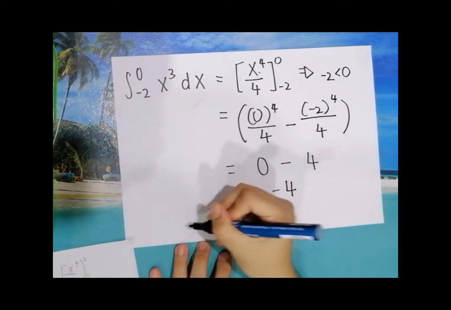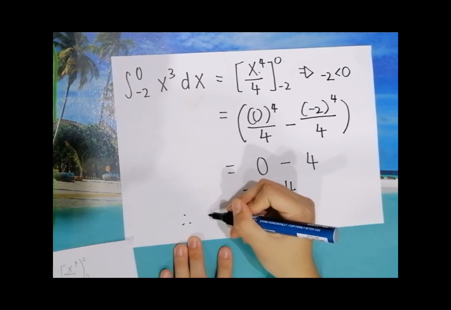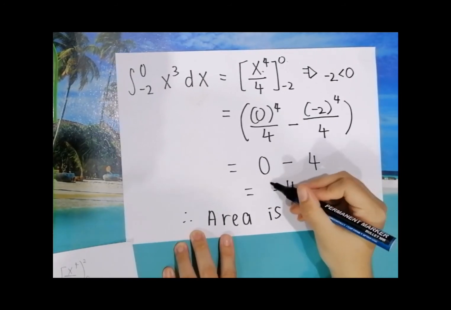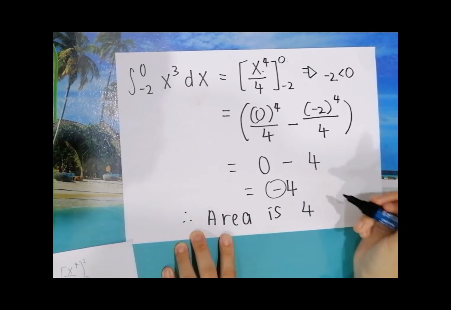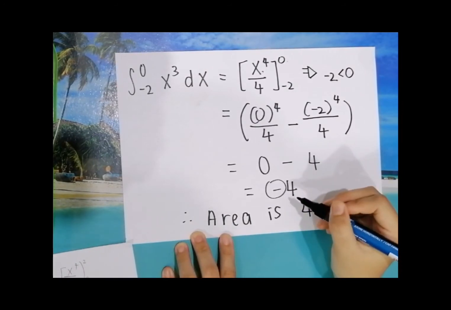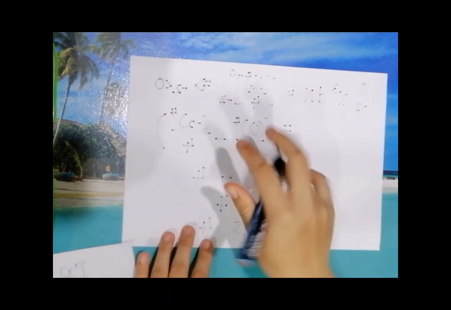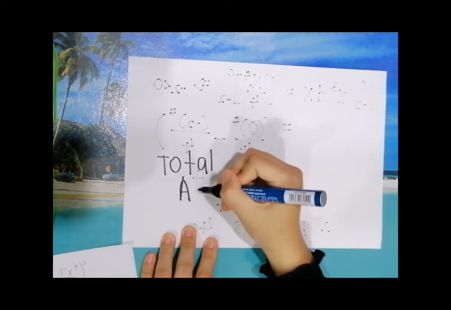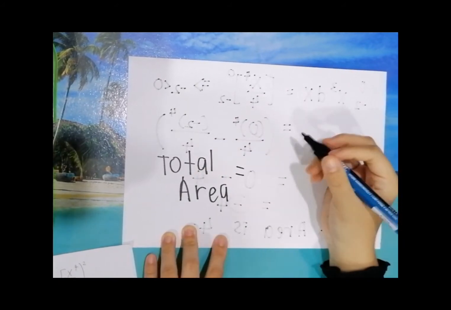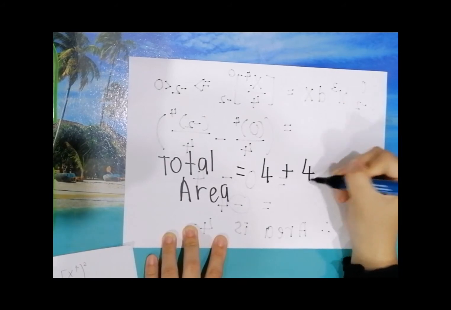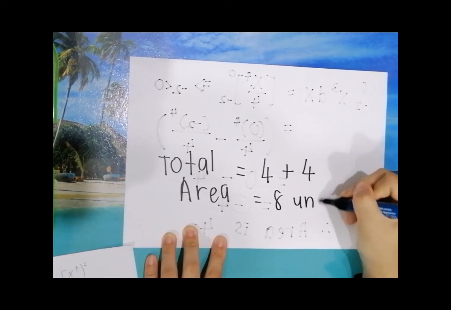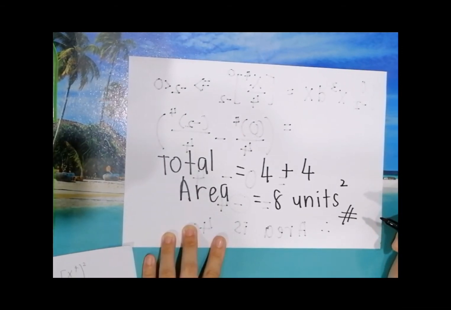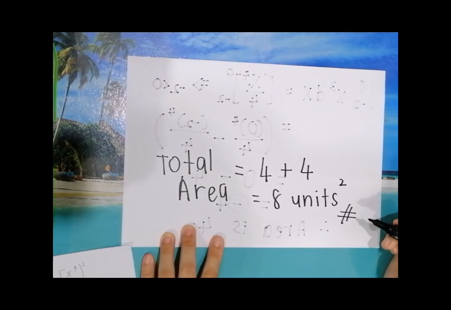So the area is 4. We won't take negative, we just take positive. Don't take -4, but we take positive 4. Then the last one, total area. Total area 4 plus 4, we will get 8 units squared. So this one is the answer for the total area under a curve. That's all from me. Thank you.